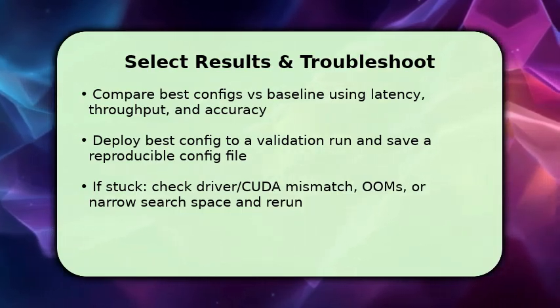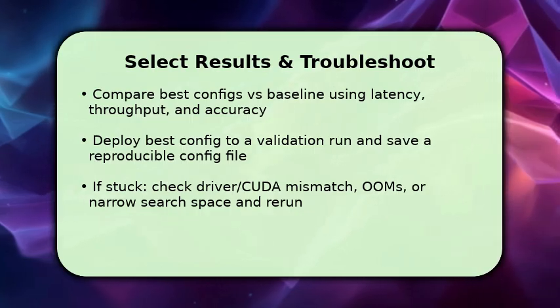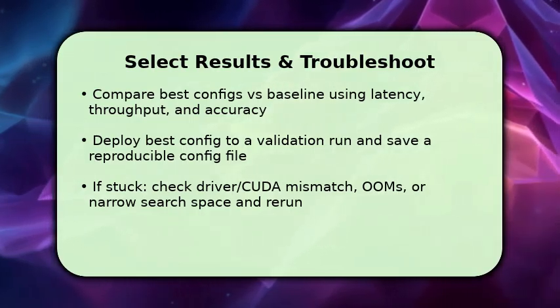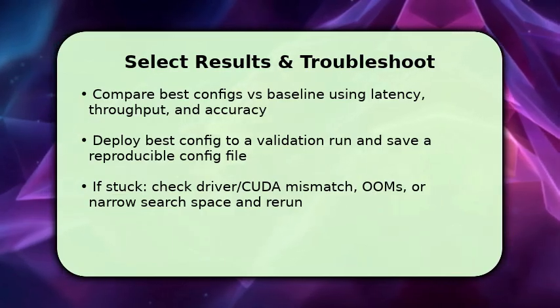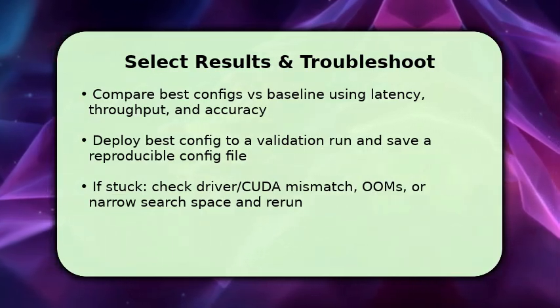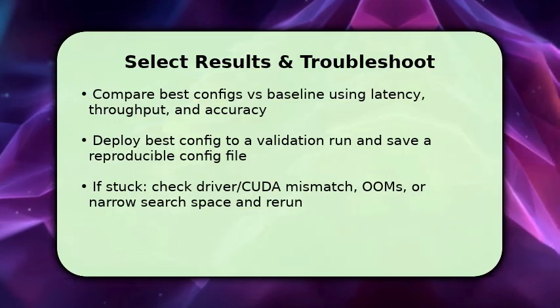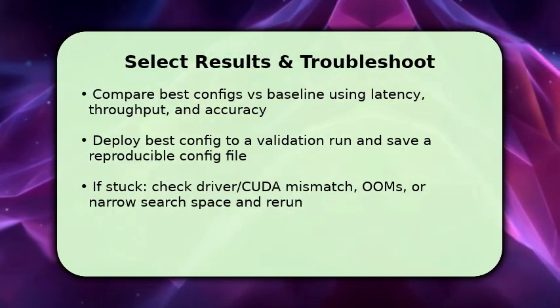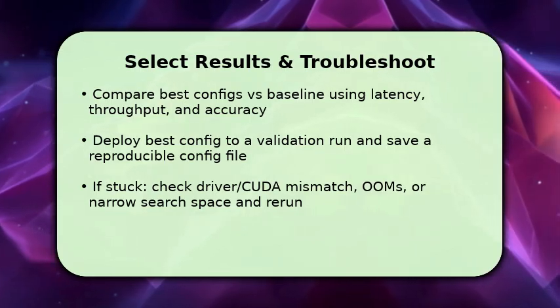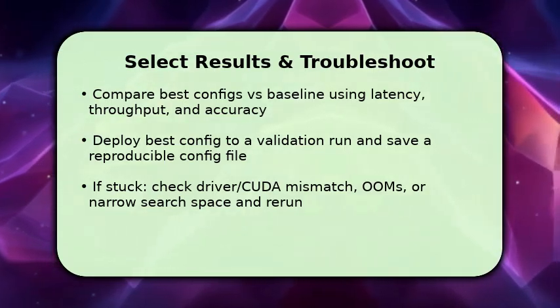Deploy the chosen config in a full validation run, save the exact config file, and document changes so you can roll back. If tuning fails or yields odd regressions, check for driver or CUDA mismatches, out-of-memory issues, or an overly broad search space. Then narrow parameters. Rerun a short tuning pass and iterate.